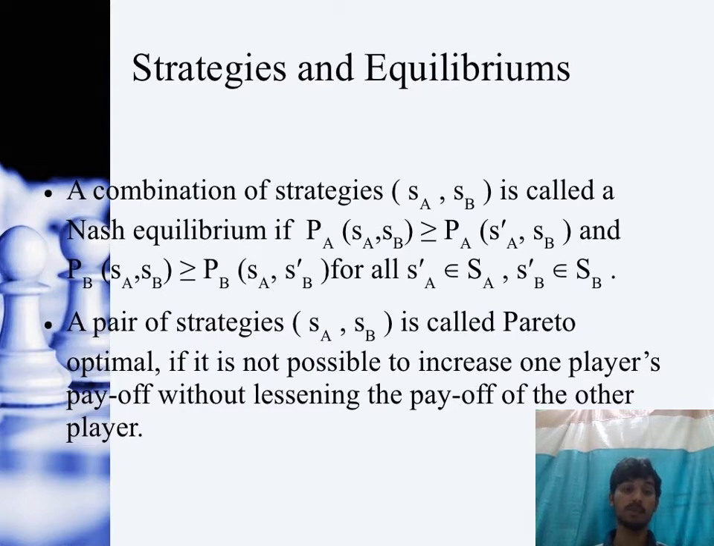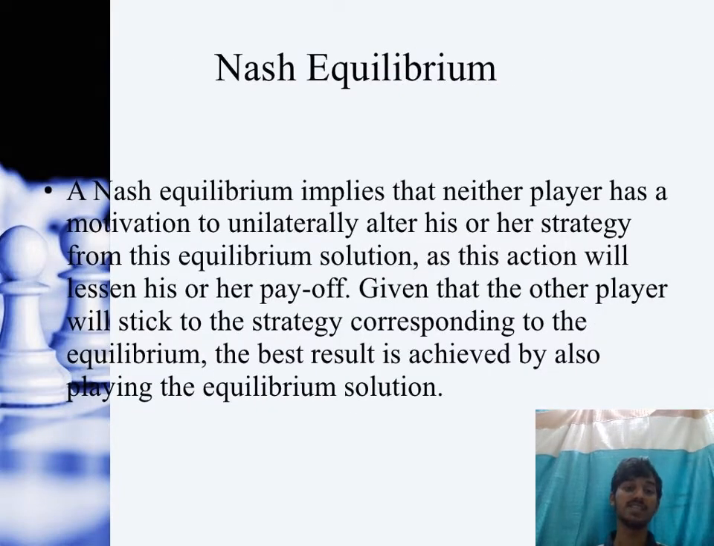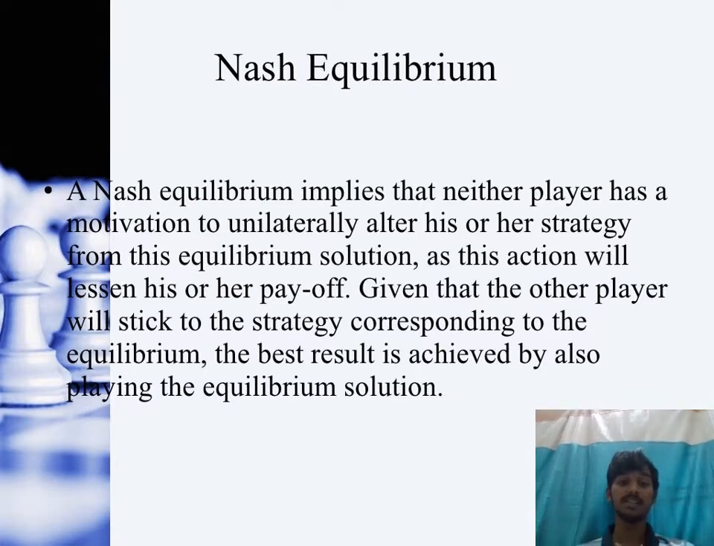A pair of strategies SA-SB is called Pareto optimal if it is not possible to increase one player's payoff without lessening the payoff of the other player. Nash equilibrium: a Nash equilibrium implies that neither player has a motivation to unilaterally alter his or her strategy from this equilibrium solution, as this action will lessen his or her payoff, given that the other player will stick to the strategy corresponding to the equilibrium. The better result is achieved by also playing the equilibrium solution.